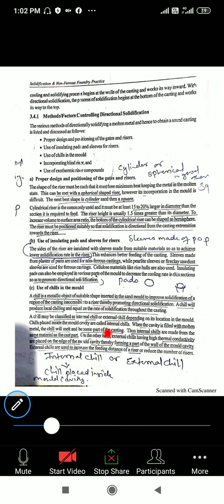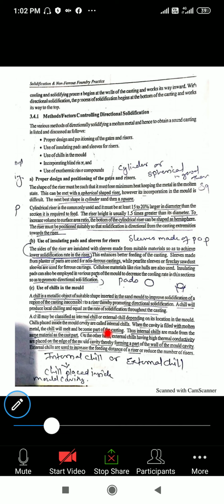Now next we will go for the use of chills in the mold. I have explained regarding this previously: internal chill and external chill. Internal chill is nothing but the base material which you are going to make the casting of. That solid part of metal is inserted in that liquid one. So that solid part comes in contact with the molten metal and starts to generate heterogeneous nuclei inside the molten metal, by which the solidification rate increases in a faster way. So this is how the internal chilling is done.